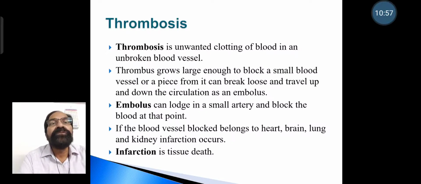Thrombosis is unwanted clotting of blood in an unbroken vessel. A thrombus may grow large enough to block a small blood vessel, or a piece from it can break loose and travel down the circulation as an embolus. An embolus can lodge in a small artery and block the blood at that point. If the blood vessel blocked belongs to the heart, brain, lung or kidney, infarction occurs. Infarction is tissue death.